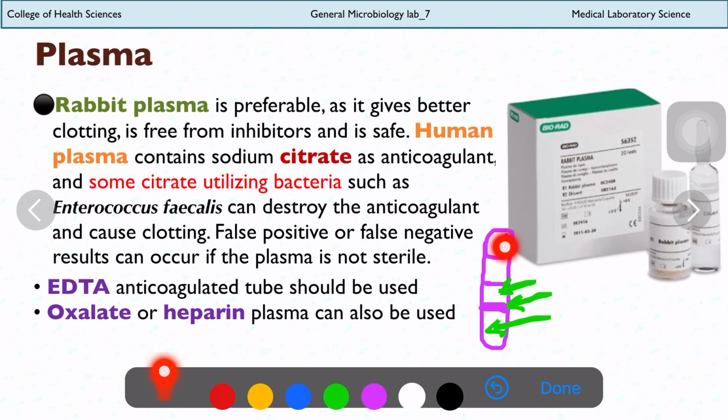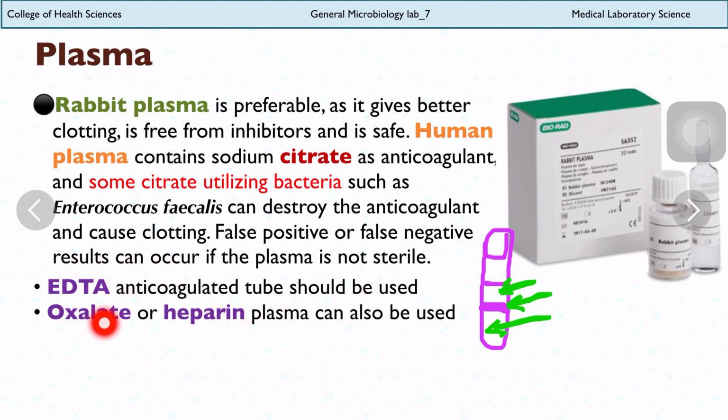Regarding the types of anticoagulants, we have different types. Here we have EDTA, oxalate, heparin, and also citrate. All of them are anticoagulants. They will prevent clotting. In order to get plasma, you have to use a test tube with anticoagulant, one of them: citrate, EDTA, oxalate, or heparin.